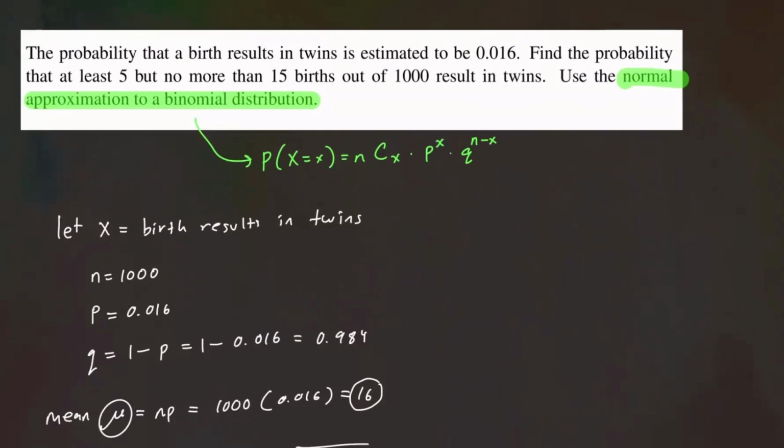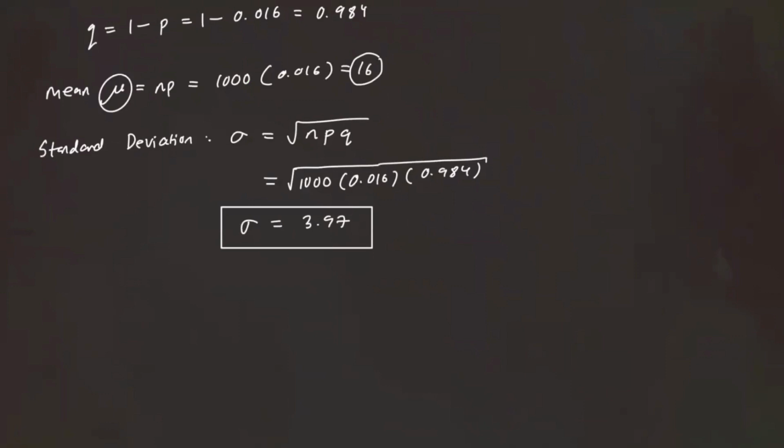We want the probability that at least 5, so more than 5, but no more than 15, so less than 15, so between 5 and 15. That's what we want. So we want the probability that births resulting in twins is 5 or more, and less than or equal to 15. That's what that means. Now, since we're not going to use binomial, we're going to approximate by using normal. So I'll put the curly equal sign. So this is going to be the probability of x being between two new x values.